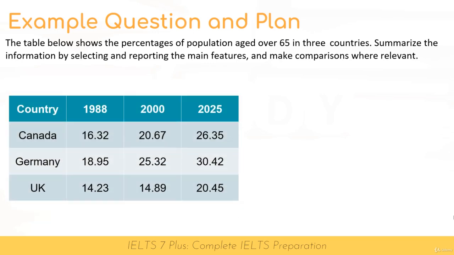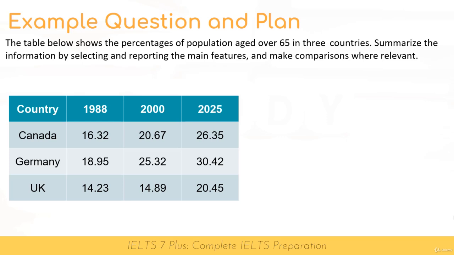Okay, so we have 3 countries, Canada, Germany and the UK. And the 3 years are 1988, 2000 and 2025. So that is a predicted amount. The percentages are below, shown for 3 years for each country. Let's take a quick look at what happens in Canada. So, people aged over 65 in 1988 was around 16%. In 2000 it was 20. In 2025 it was 26.35.